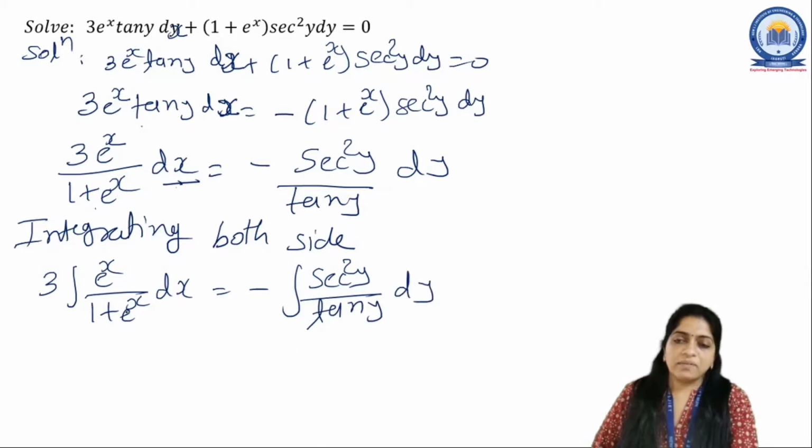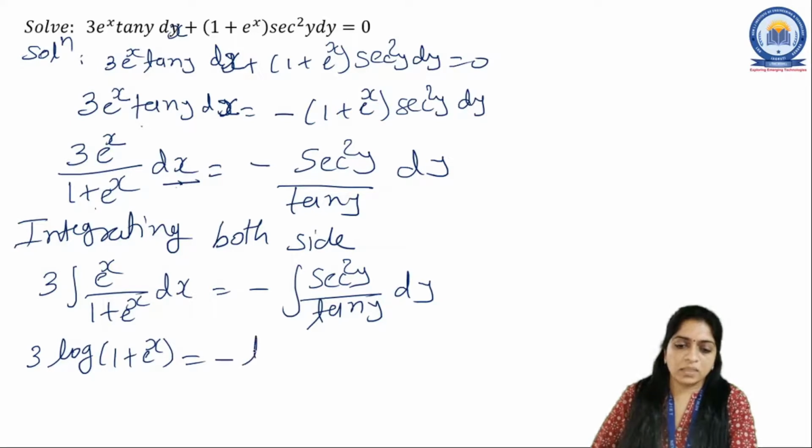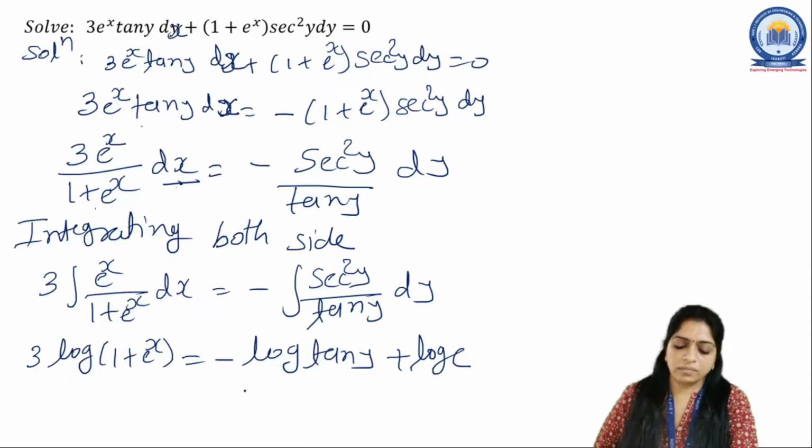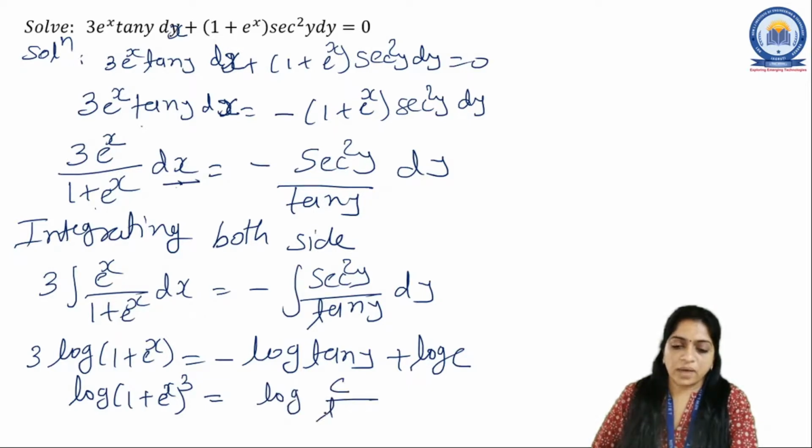As the derivative of the denominator occurs in the numerator, so 3 log of 1 plus e raised to x, here minus log tan y. As both the terms have log, my constant is again a log, that is log c. So, log of 1 plus e raised to x whole raised to 3, and here log c upon tan y, right?